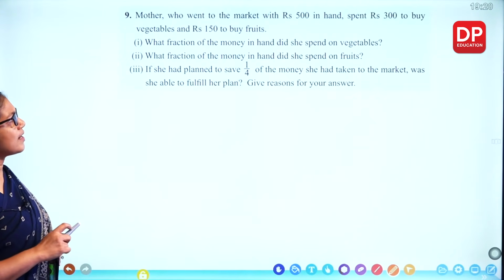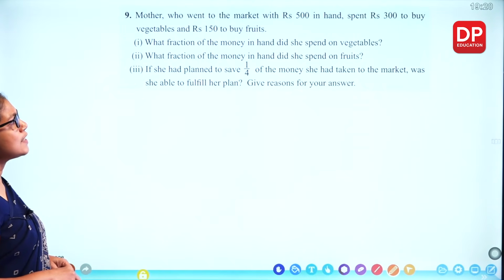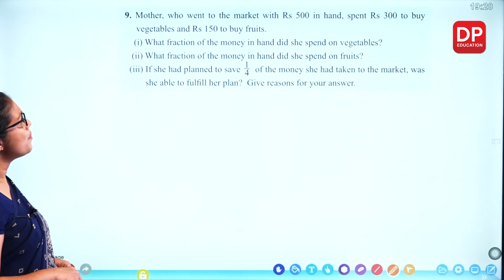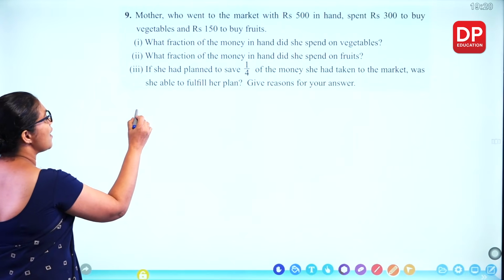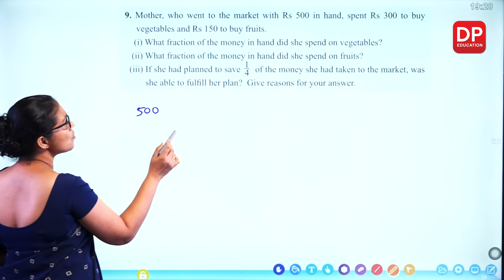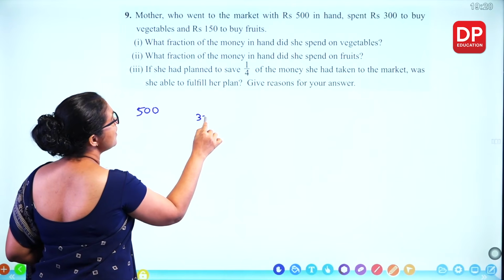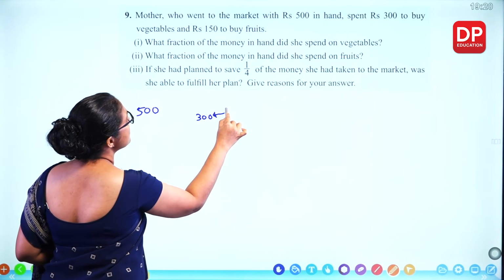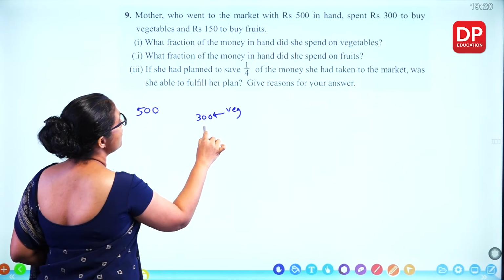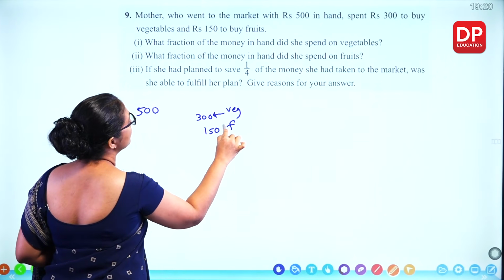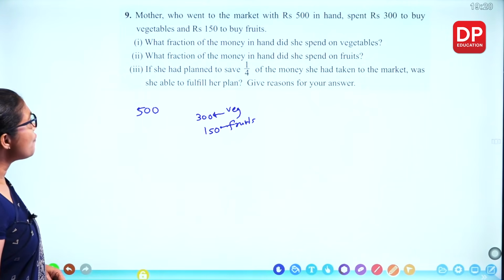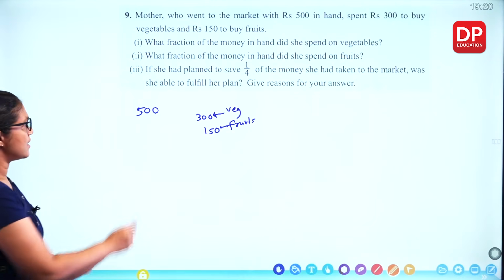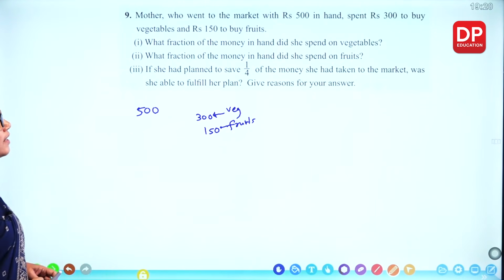Mother went to the market with 500 in hand, spent 300 rupees to buy vegetables and 150 to buy fruits. So 500 was there. So what other things bought? 300 for vegetables and 150 for fruits. What fraction of the money in hand, that means 500, did she spend on vegetables?